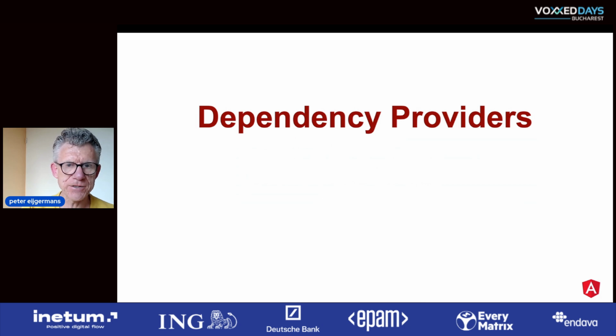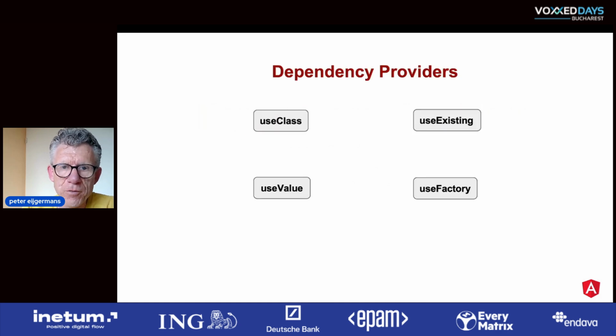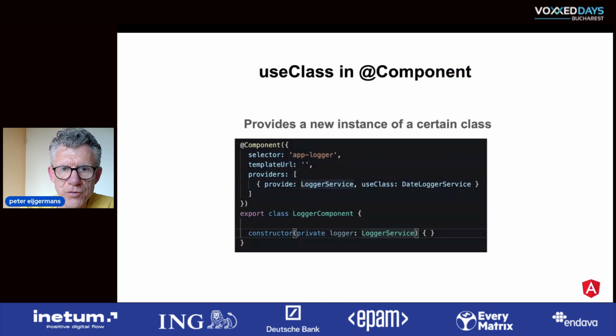Dependency providers. This is the last part I want to talk about. We have 4 dependency providers: use class, use existing, use value, and use factory. Let's start with use class in add component. You can use it here. We provide a new instance. We can provide here with use class a new instance of a certain class.